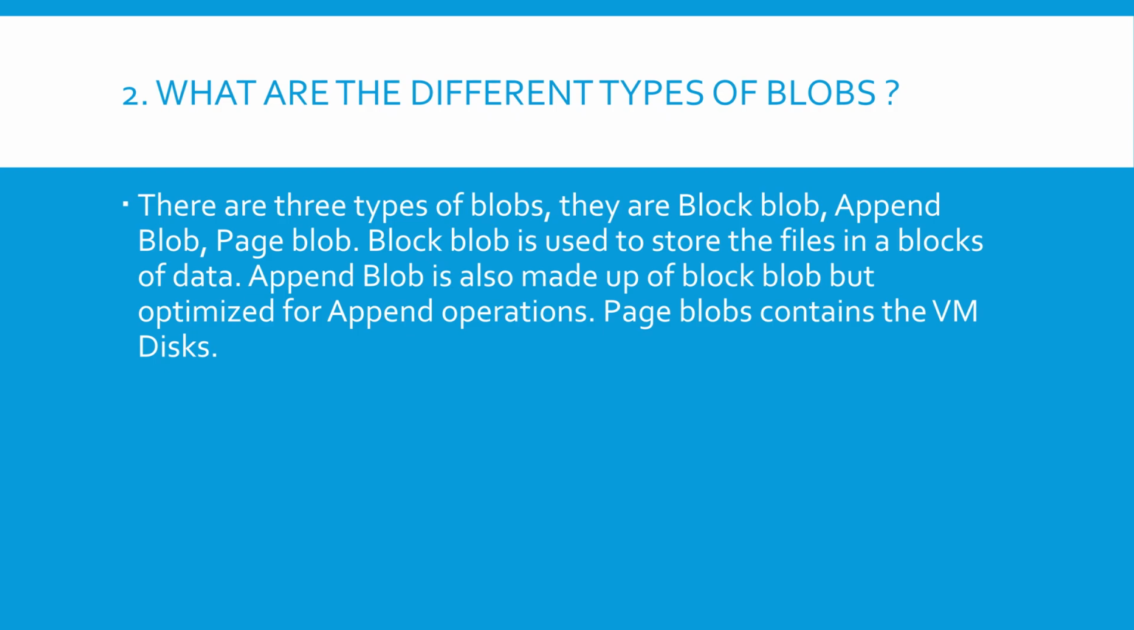Block blob is used to store files in blocks of data. Append blob is also made up of blocks, but it is optimized for append operations. That's why append blob is used. And page blobs contain the VM disks. Whenever we want to take a backup of any VM or take a cloud backup, page blobs are used to take the VM disk backups and other things. In our day-to-day big data or data engineering work, we mostly use block blob.